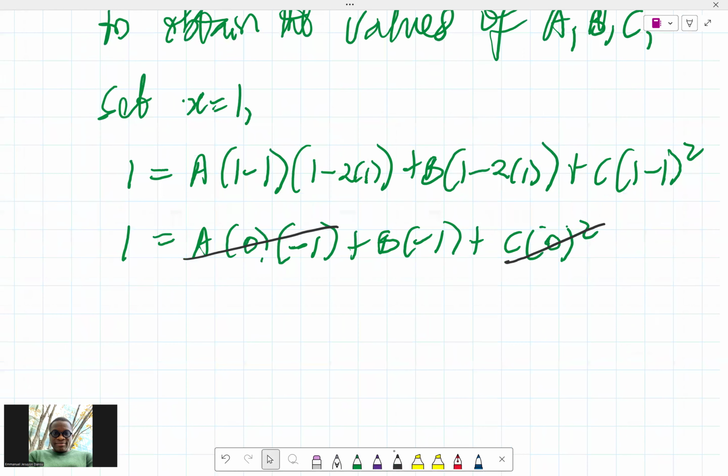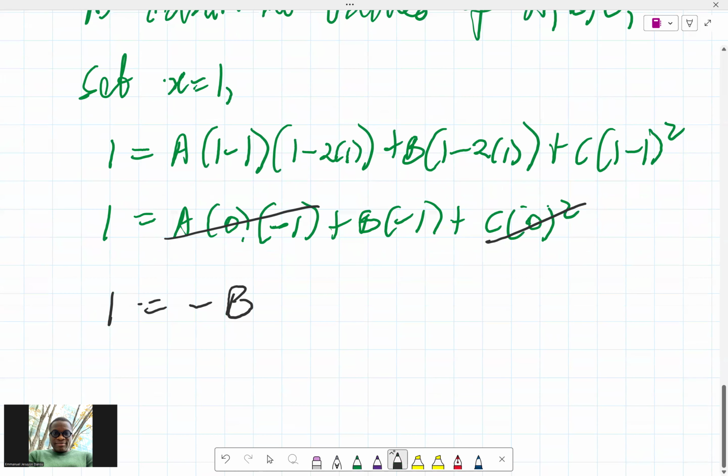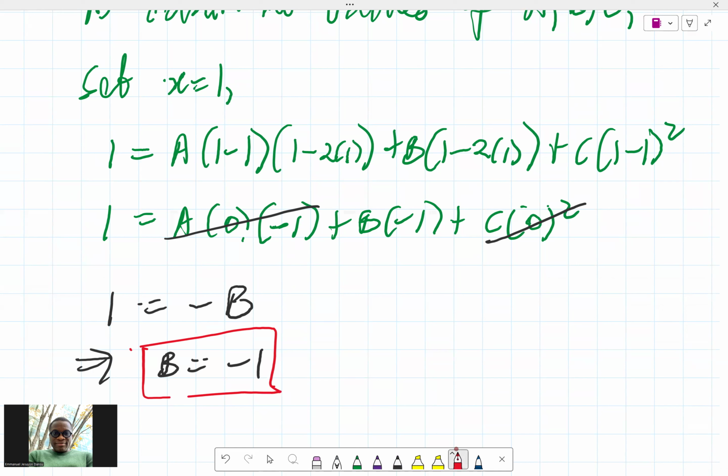So we just have 1 equals minus b. Easy. So that implies that b is equal to minus 1. So we have the value of b settled. Okay, so b is known to be minus 1. So that is done.